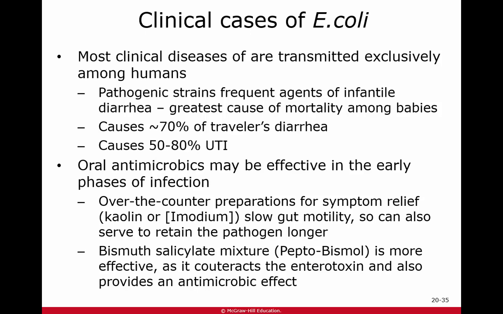Mostly transmitted exclusively among humans. The infantile diarrhea is the greatest cause of mortality among babies. It causes around 70% of travelers' diarrhea and 50 to 80% of UTIs. You can use over-the-counter drugs like Imodium or Kaolin that slow your gut motility. And then you can use Pepto-Bismol that's more effective, that counteracts the enterotoxin, and it has an antimicrobial effect.